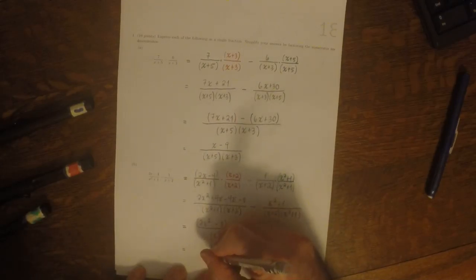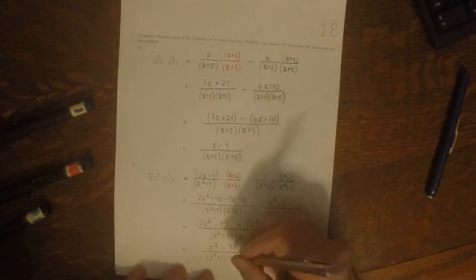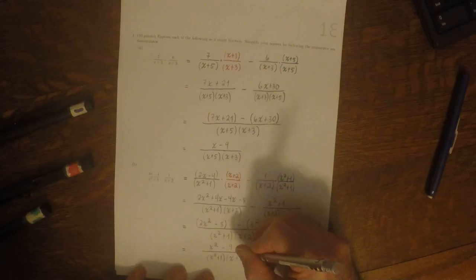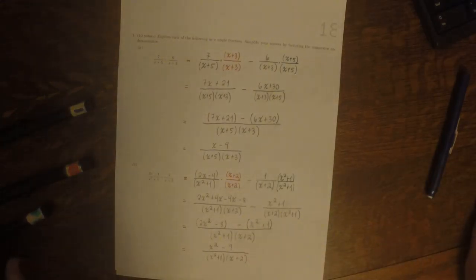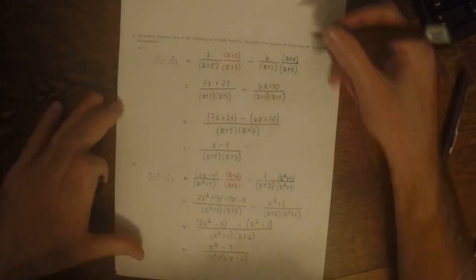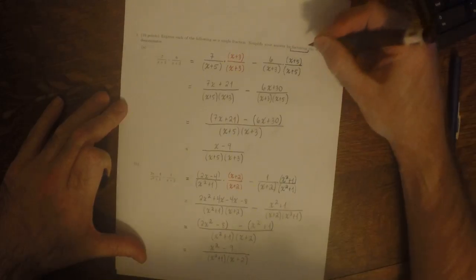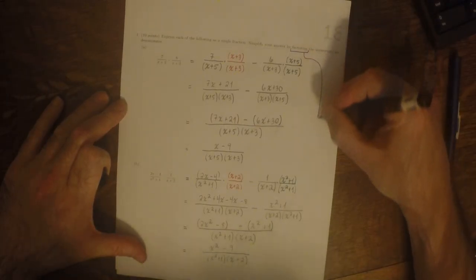So that's 2x squared minus 1x squared, that'd be x squared. And then negative 8 minus 1 is negative 9 over x squared plus 1 times x plus 2.